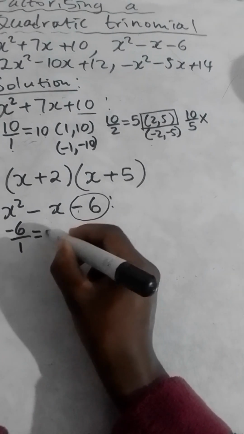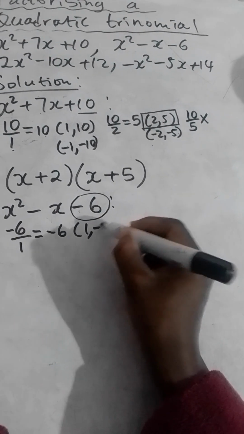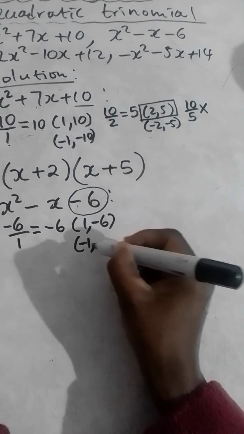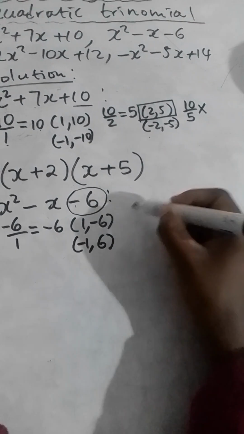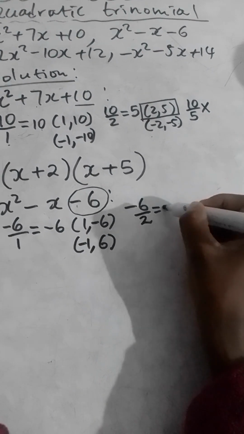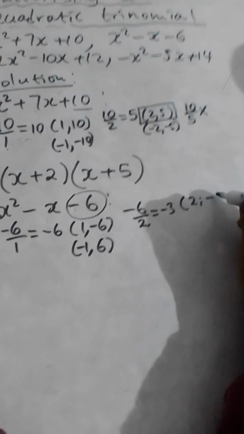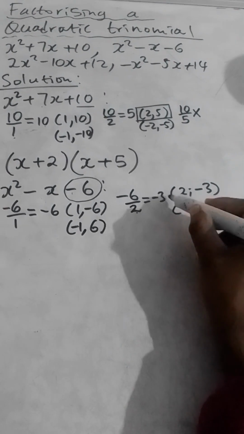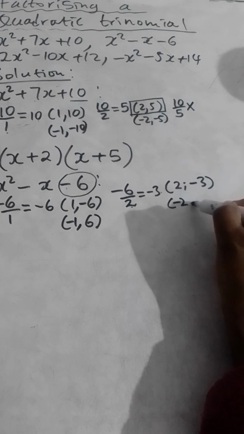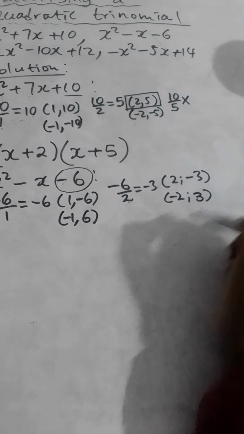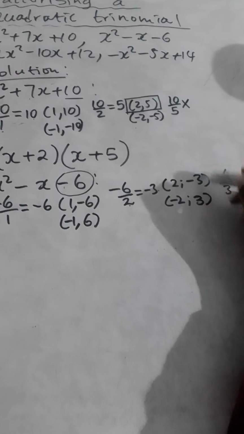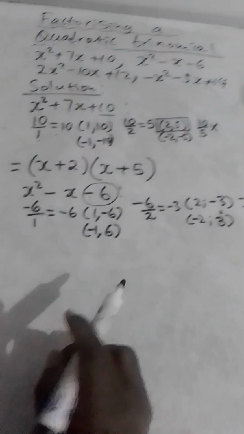So -6 divided by 1 is -6. So our factors are what you divided with and what you got as the answer. And the other pair is found by changing the signs of this. 1 changes to -1, -6 to 6. -6 divided by 2 is -3. So we have 2 and -3. To get another pair, we change the signs. So we get -2 and +3. Then we go to -6 divided by 3. Well, we already have 3 here. So it means that we have to stop because we found all the factors of -6.